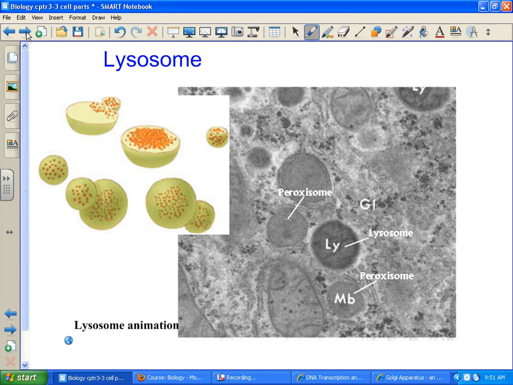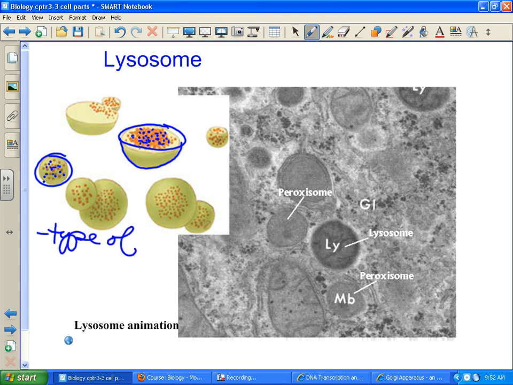Picture on this one's super easy. Draw it like a marble, put some dots inside. Or you can draw it like this. Have you ever had a pomegranate? It kind of looks like a pomegranate, with all these seeds and stuff on the inside. So that one's pretty easy to draw. This is a type of vesicle. So a container, a sac.